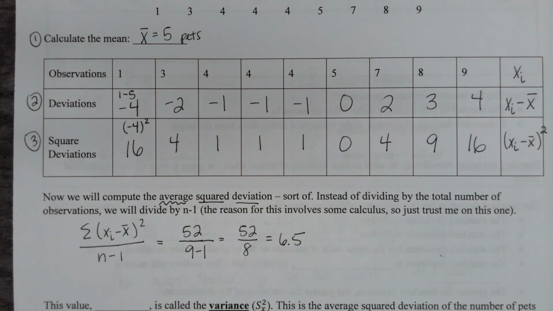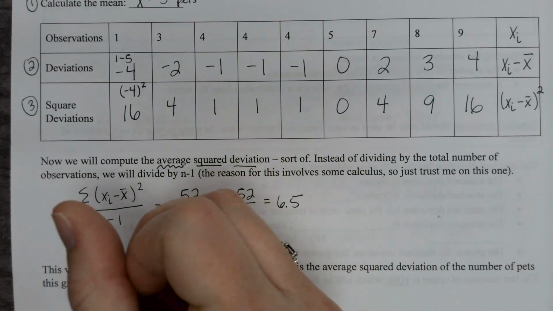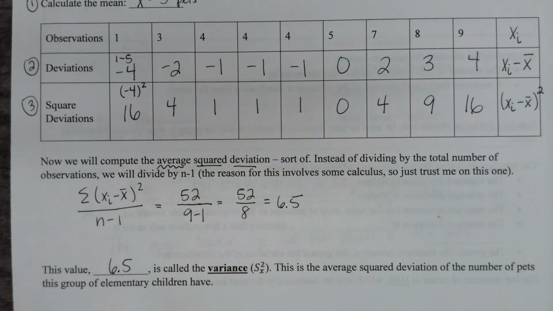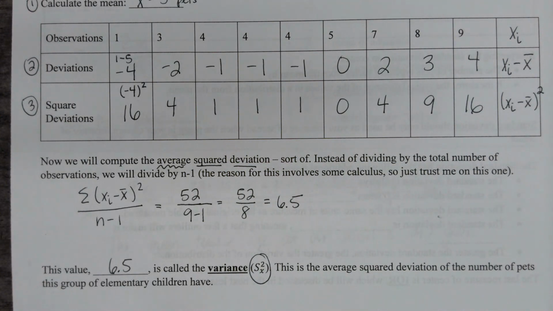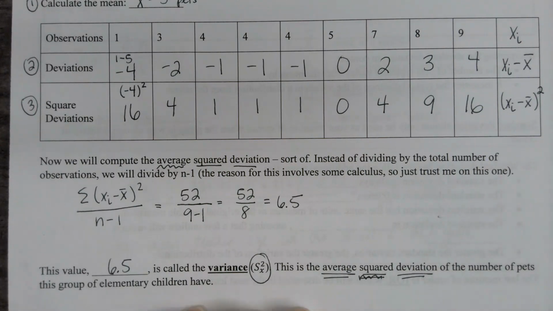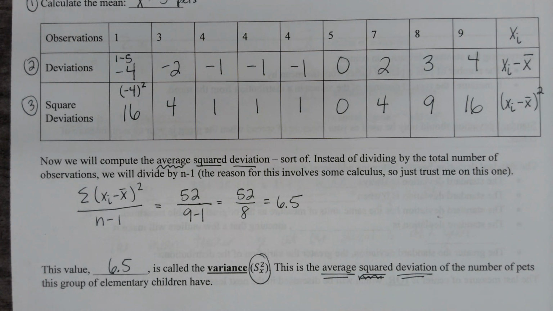Now what this 6.5 is called is the variance. Variance can be used in other cases, but we're not really going to use variance here because we want to look at our standard deviation instead. So this is just the average squared deviation of the number of pets that these elementary children have. And this S sub x squared is the value that we have, the average squared deviation. And we just want the average deviation.